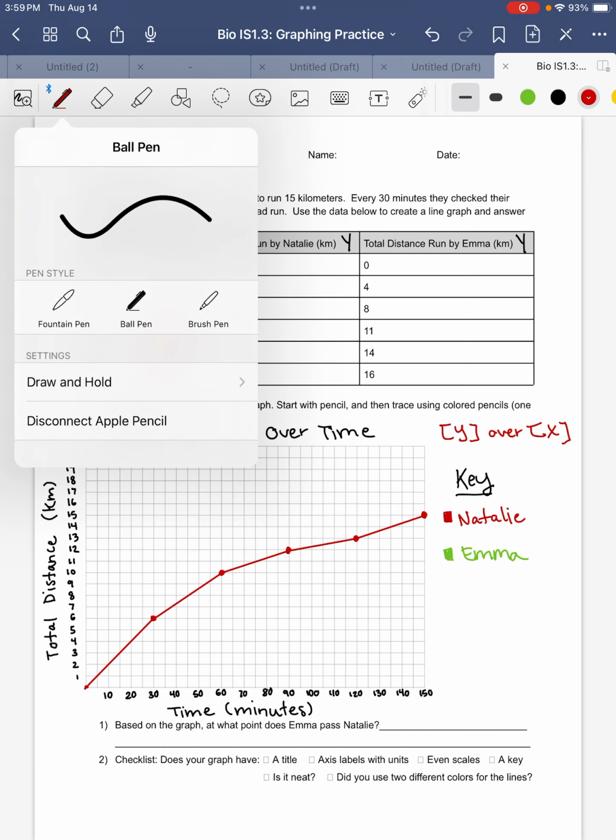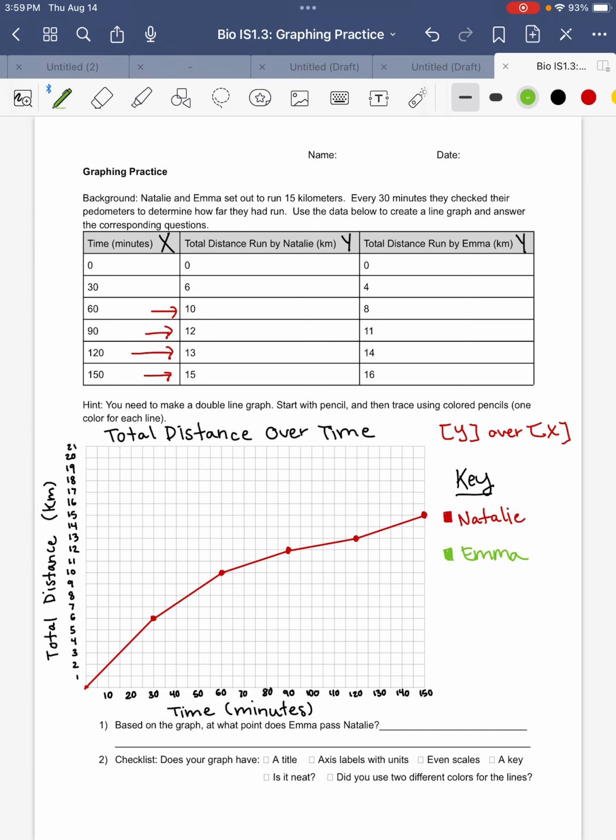I'm going to do the same thing for Emma, except I'm going to switch colors. So again, Emma's line will be represented using green. So at 0 minutes, Emma had run 0 kilometers. So I'll plot my point there. At 30 minutes, Emma had run 4 kilometers. So at 30 minutes, she had gone 4 kilometers. At 60 minutes, she had gone 8 kilometers.